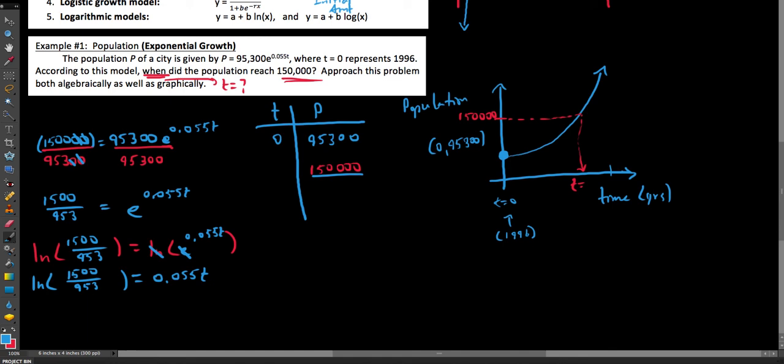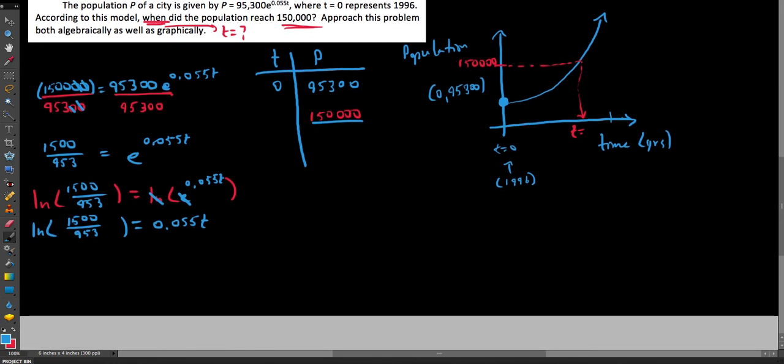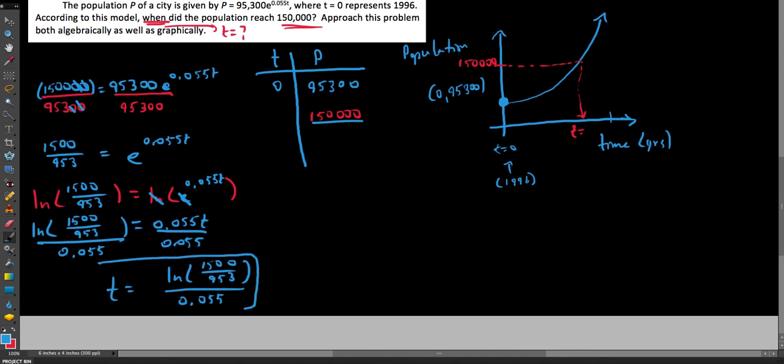The only remaining thing to do is to divide both sides by this coefficient here. And so we get truly t equals the natural log of 1500 over 953, that value divided by 0.055. So here's where our calculator is going to come in handy. This, however, is our exact value.